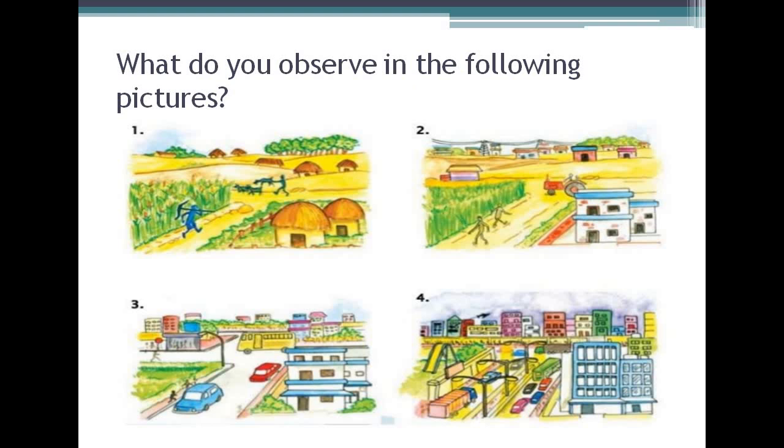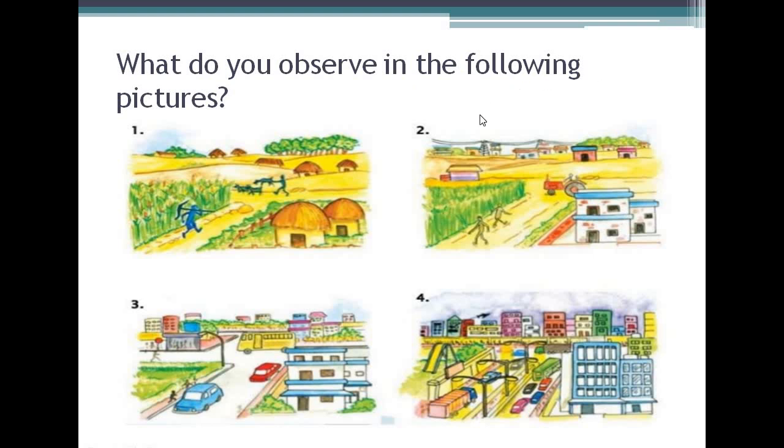Now moving to this picture, there are 4 pictures. What do you observe in the following pictures? In the first picture, as you can see, this is the scene of a village, where you can see animals. See the huts and the crops. Here you can see the grasses. So it mainly shows a village that is more prevalent for agriculture purposes.